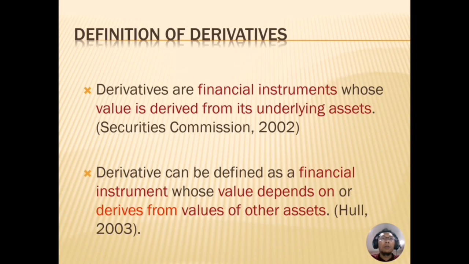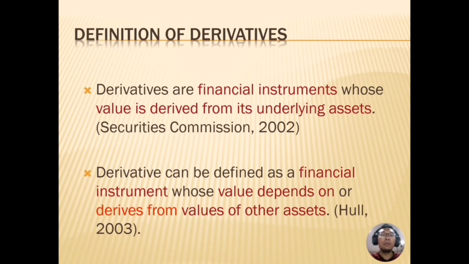Okay, first, we go to the definition of derivative. Part 1. The definition of derivative, as stated under the Securities Commission 2002: derivatives are financial instruments whose value is derived from their underlying assets. What are underlying assets? Underlying assets are the financial assets upon which the derivative price is based. It gives the derivative its value.